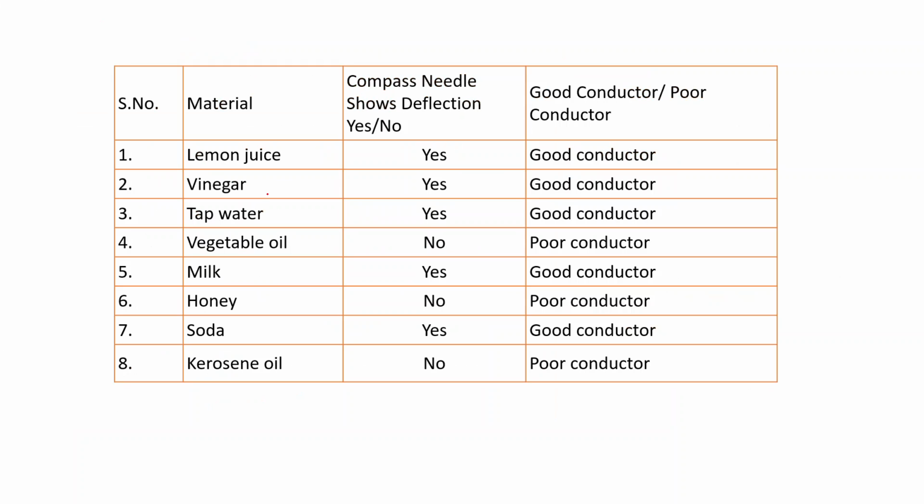Let us see this one. Lemon juice. Compass needle shows deflection? Yes, good conductor. Vinegar, deflection is yes, good conductor. Tap water, shows deflection, yes, good conductor. Vegetable oil, no deflection, poor conductor. Milk, deflection is there, good conductor. Honey, no deflection, poor conductor. Soda water, simply we can say soda. This deflection is yes, good conductor. Kerosene oil, no deflection, poor conductor. Okay.